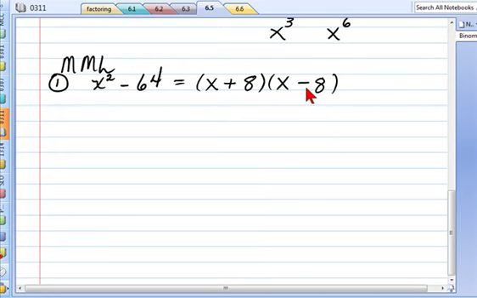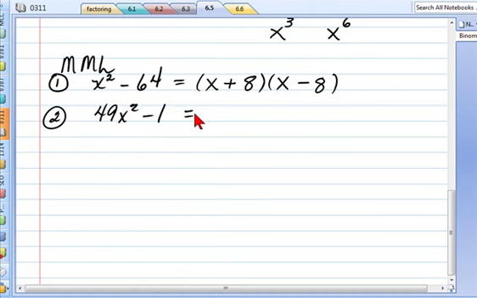No trial and error. Certainly you can check it with FOIL. Product of the first is x squared. Outer product, negative 8x. Inner product, positive 8x. Gone. Product of the last, minus 64. Okay? So let's practice. These are easy when you recognize that they are difference of squares. Number 2, how about 49x squared minus 1?